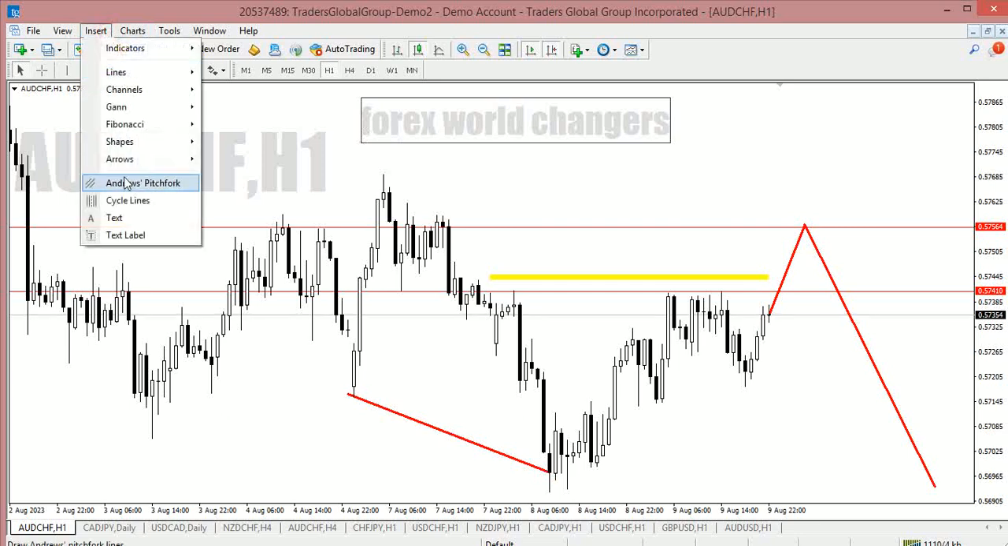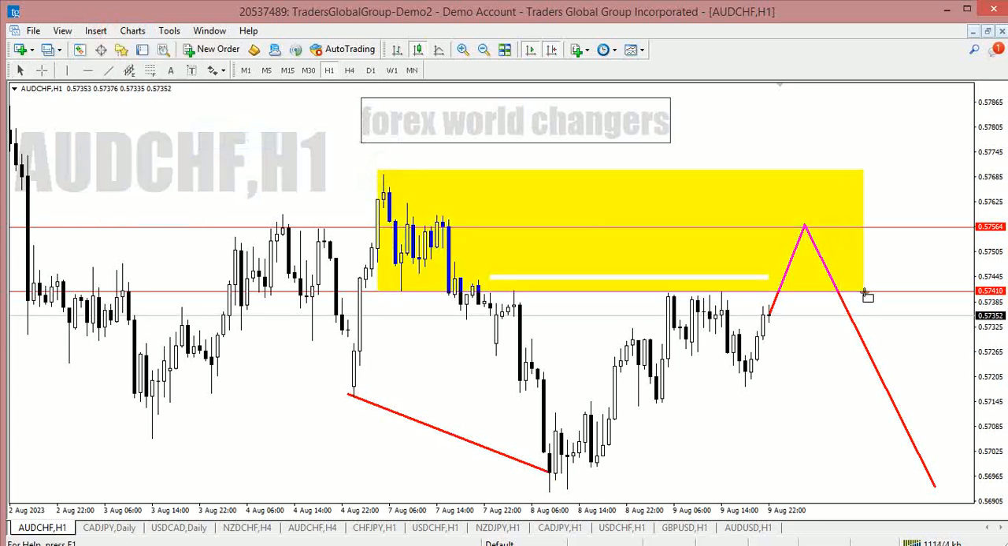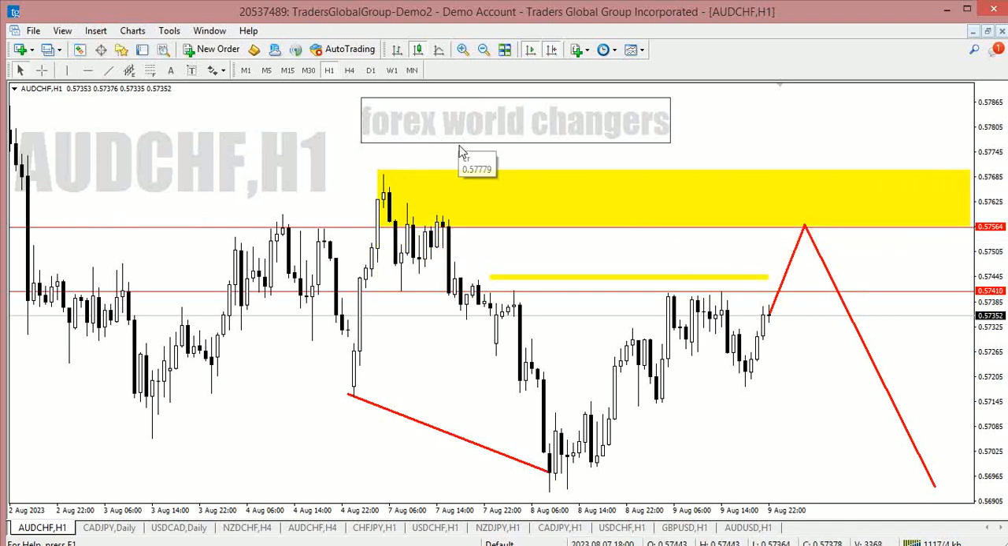So I'm just going to highlight this entire zone, this whole entire zone. So this is where your entry point and your stop loss above the head. So this is a nice sell setup of the USDCAD.